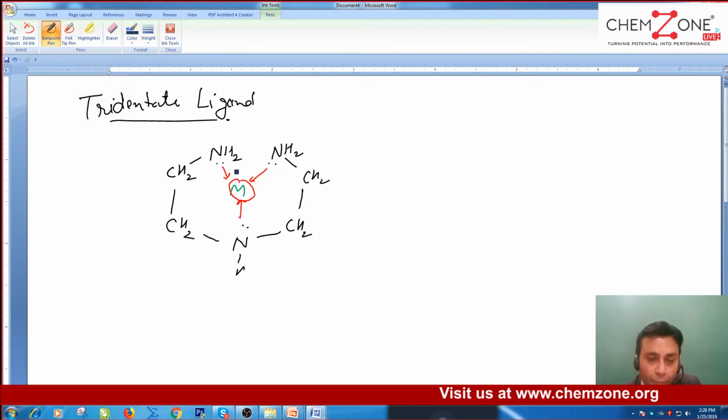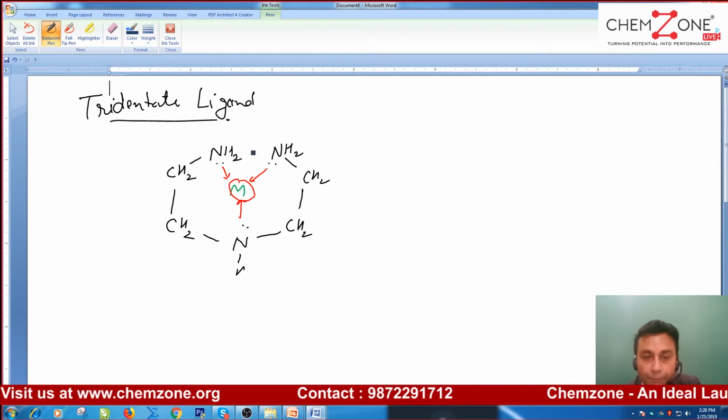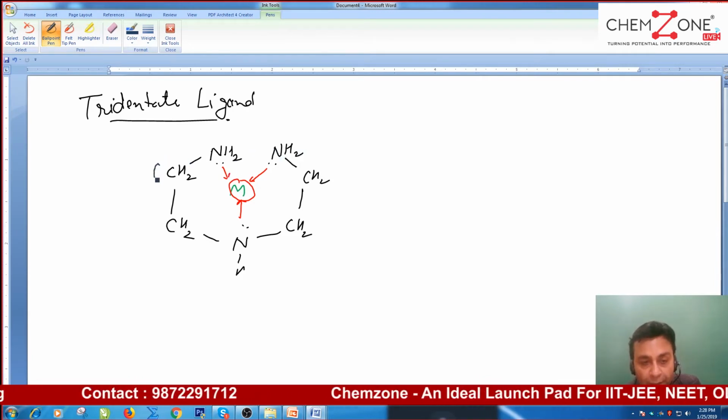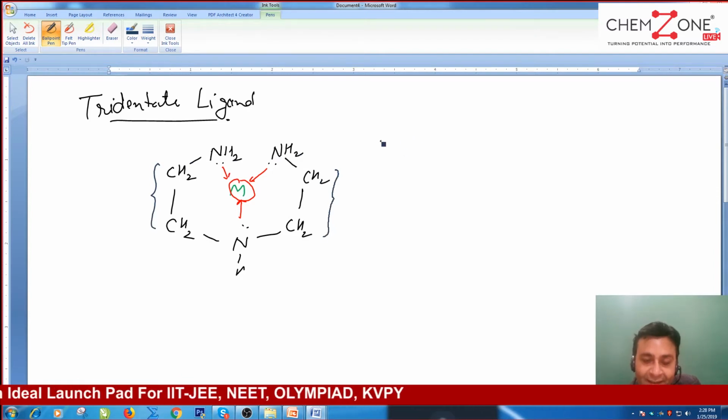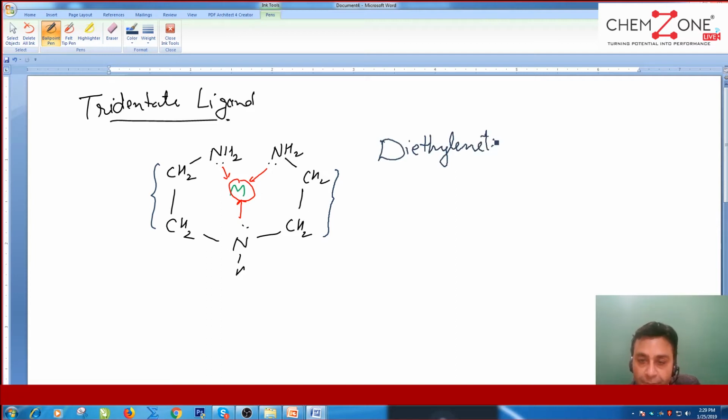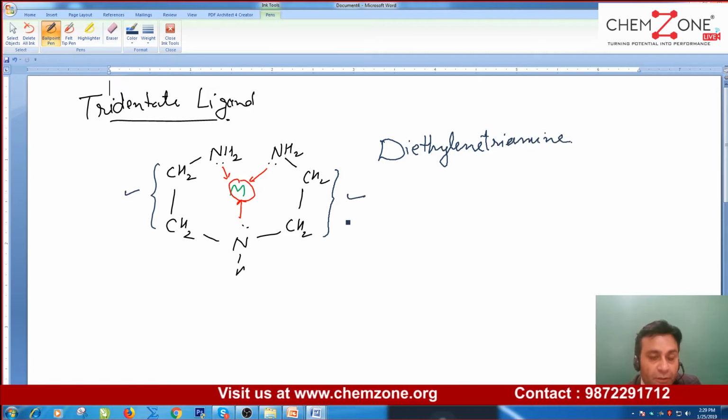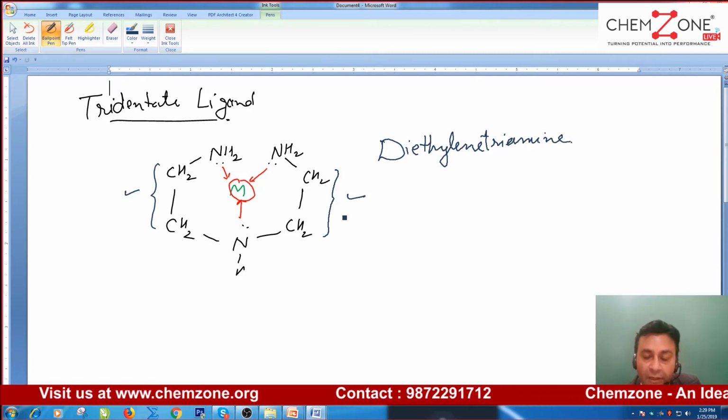Can you name this ligand? It means your organic nomenclature is also not so good. It is diethylene triamine. You can see that 2 ethylene groups are there and 3 nitrogen are there. It's diethylene triamine, right?